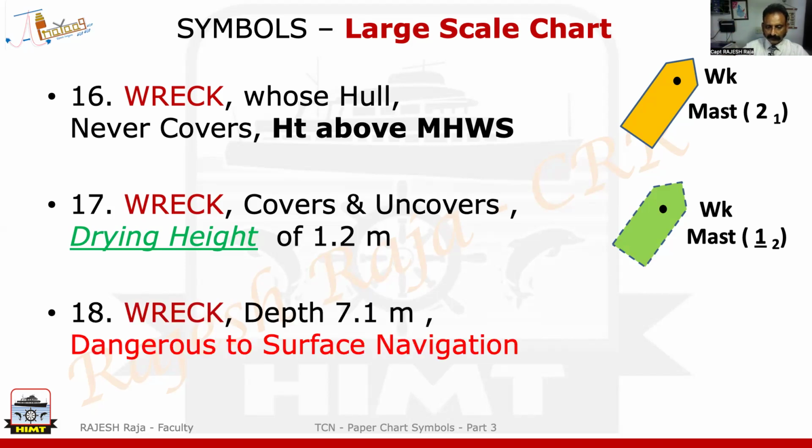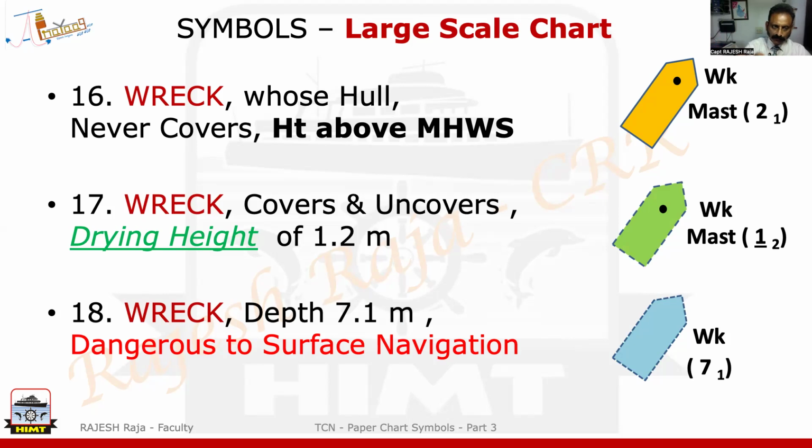Now I'm showing you a wreck which is submerged. 7.1 meters is the depth, but it is dangerous to surface navigation. The moment you see this, you will get dotted lines, these kind of lines you will find. And the blue color again talks about the contour part of it. Let us not go too much into it, but you will have this blue color, and you might have this. So these three symbols typically are for large scale charts.